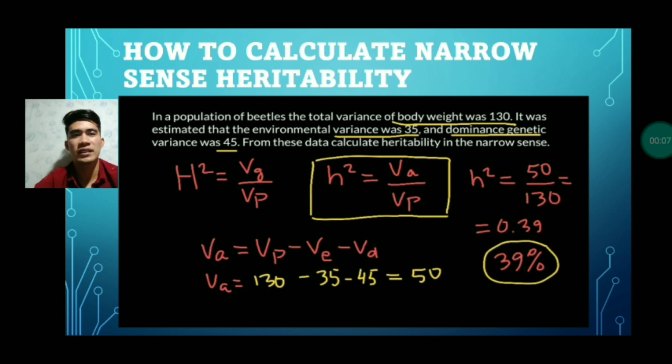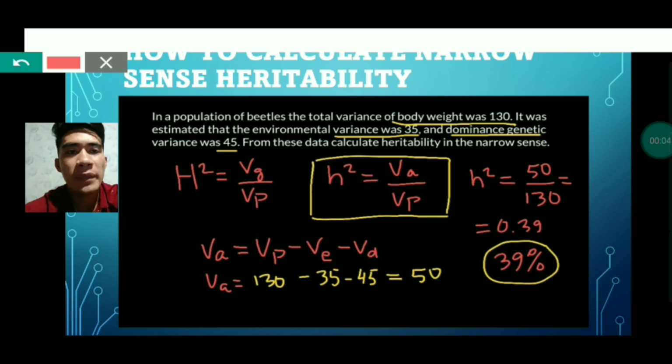How to calculate narrow sense heritability? In a population of beetles, the total variance of body width was 130. It was estimated the environmental variance was 35 and dominant genetic variance was 45. From this data, calculate heritability in a narrow sense. Broad sense heritability equals variance genetic divided by variance phenotypic. Today, I can use the narrow sense heritability formula. Narrow sense heritability equals variance additive divided by variance phenotypic.